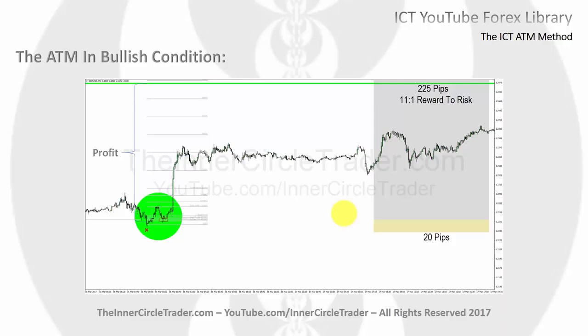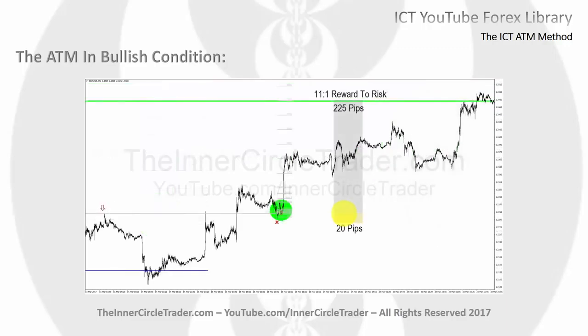Now, granted, you have to hold it for a while, but this is what it looks like on a 5-minute chart zoomed out. You end up getting that entire move, but it takes a little bit of time to get there. But nonetheless, this is how we can use the ATM method to get high probability setups, trading key support and resistance levels.